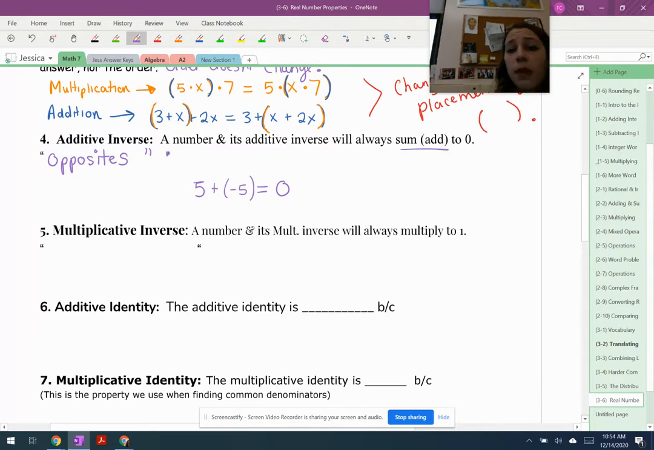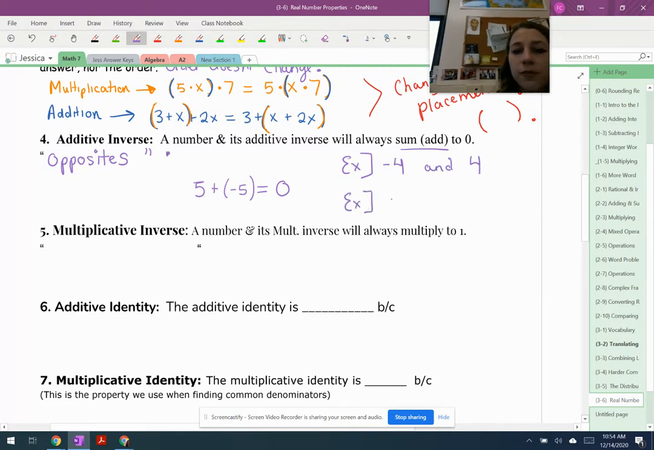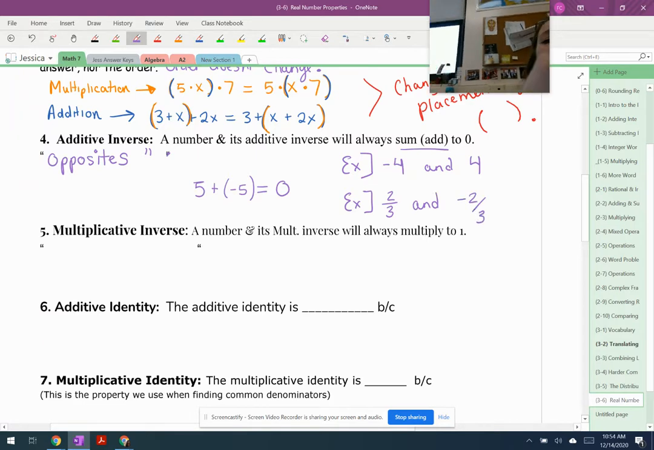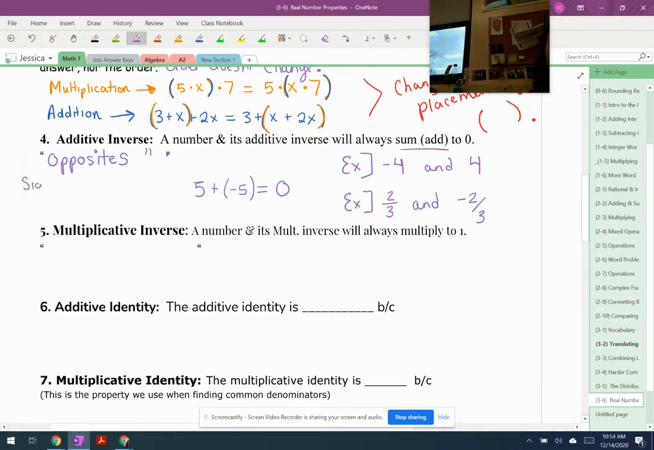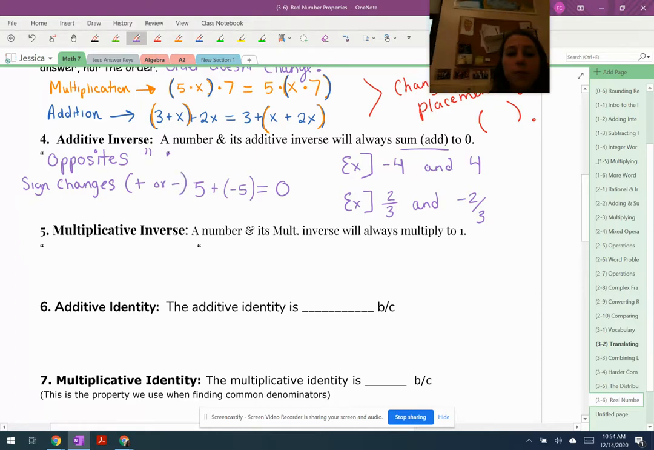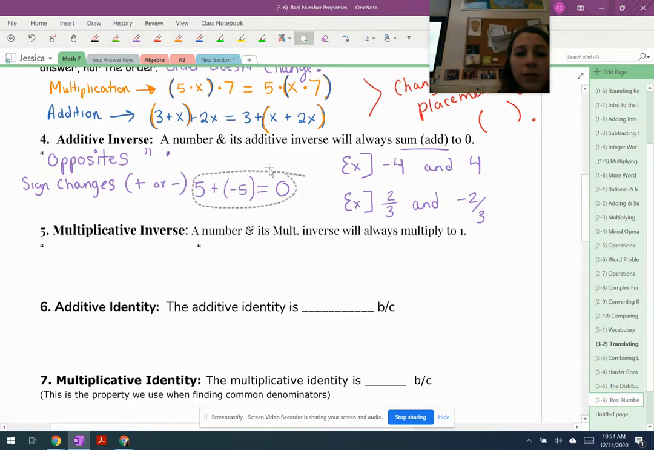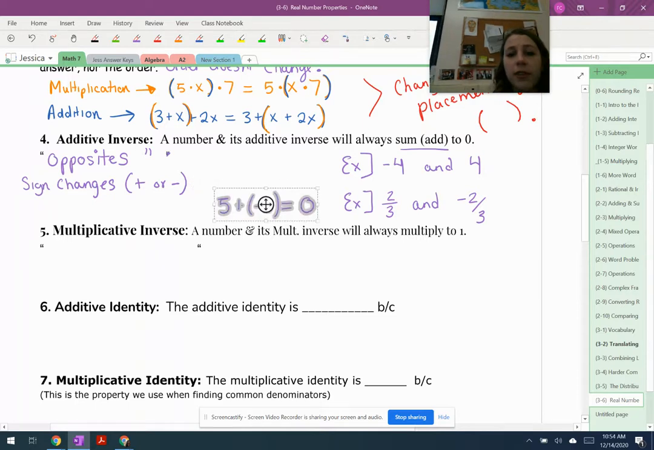So, for example, if I have -4, the opposite of -4 is 4. If I have positive 2/3, the opposite of positive 2/3 is negative 2/3. Opposites meaning that the sign changes. You're changing the plus or the minus. And then we had that example of 5 plus -5 giving us 0.